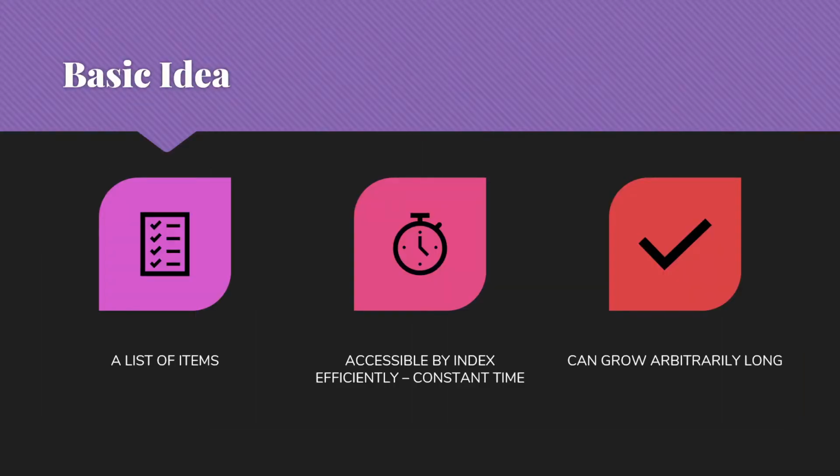The basic idea, what we want to look at today, is I have a list of items. I want it to be accessible by index efficiently, to be able to grab the thing in constant time, as long as I have the index where it is. Then we also do want our list to be able to grow arbitrarily long.